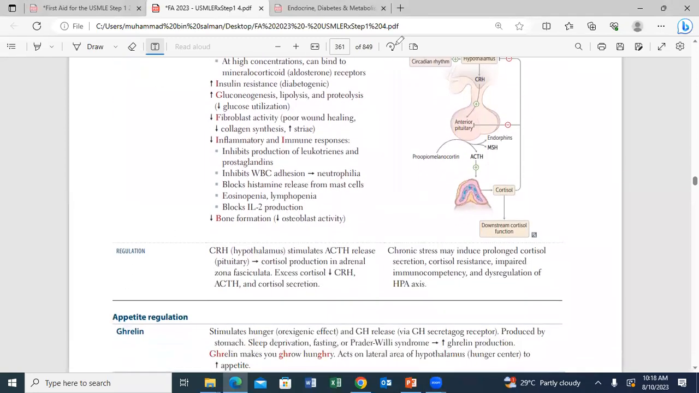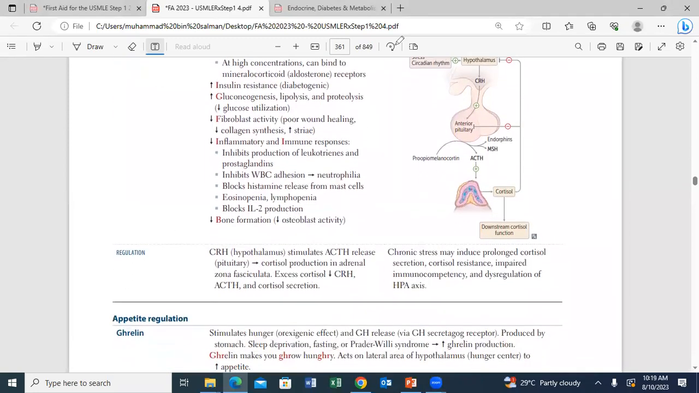The main high yield points were that it is used exogenously to treat inflammations and these kinds of things. And the regulation of cortisol is very simple. Corticotrophin releasing hormone from the hypothalamus basically stimulates the ACTH from the pituitary, and this ACTH then stimulates the cortisol production in the adrenal gland. You do know that the adrenal gland is producing aldosterone, but aldosterone is regulated by the renin-angiotensin.